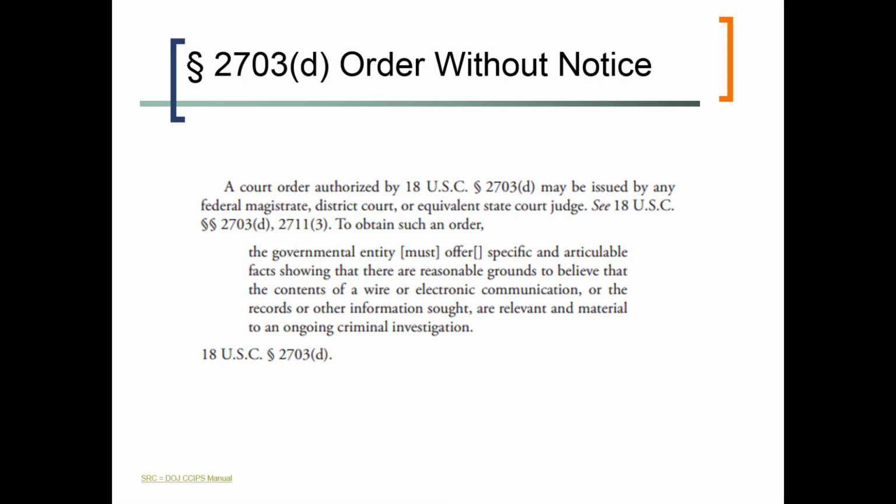What kind of showing has to be made, and that is here under 2703(d), and it indicates that the government has to show specific and articulable facts showing there are reasonable grounds to believe that the records are relevant and material to an ongoing criminal investigation. So this is a showing that is higher than a subpoena, but it's significantly lower than a search warrant. It's not probable cause, it's simply specific and articulable facts of relevance.